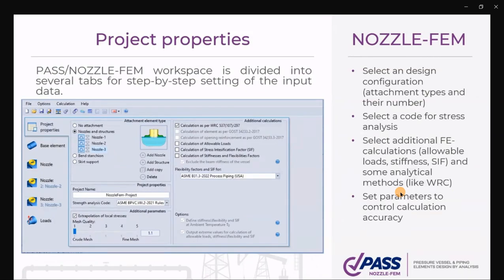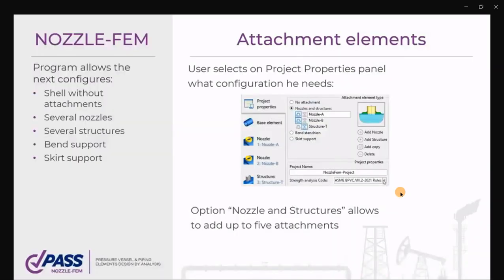First of all, you need to select the design configuration, attachment types and their number. After that, select a code for stress analysis, select additional finite element calculations, allowable loads, stiffness, fatigue, and some analytical methods, like VRC. And set parameters to control calculation accuracy.